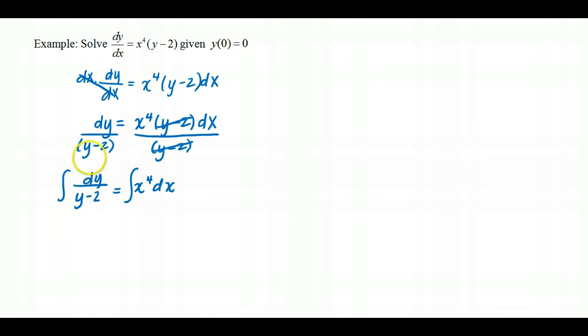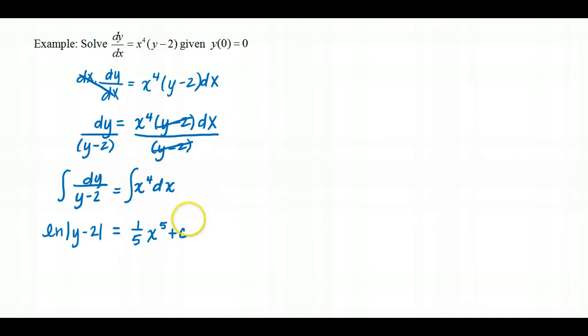The antiderivative on the left should look familiar. We write the antiderivative of dy over (y minus 2) as the natural log of the absolute value of y minus 2. And on the right, we'll get 1/5 x to the fifth power plus c.